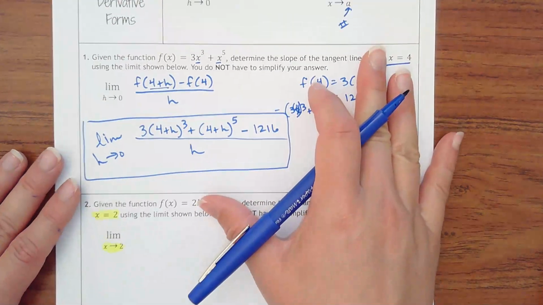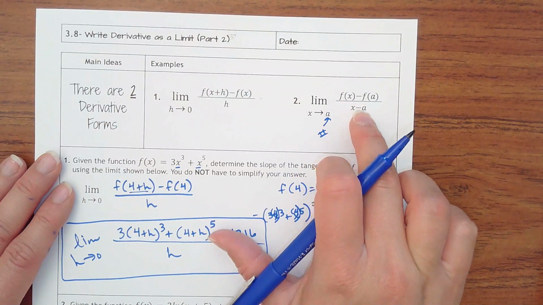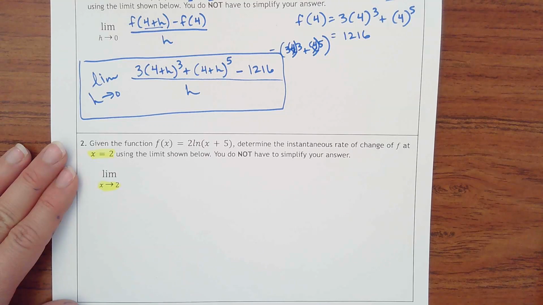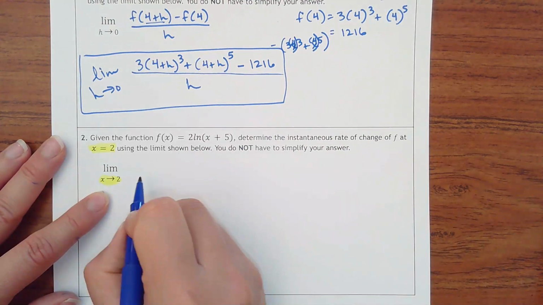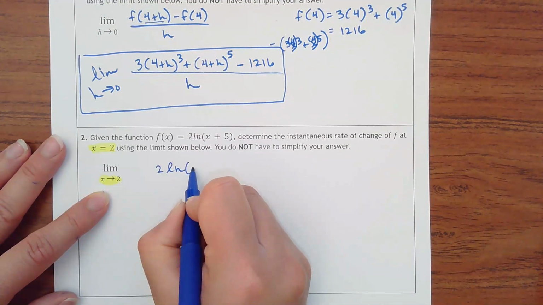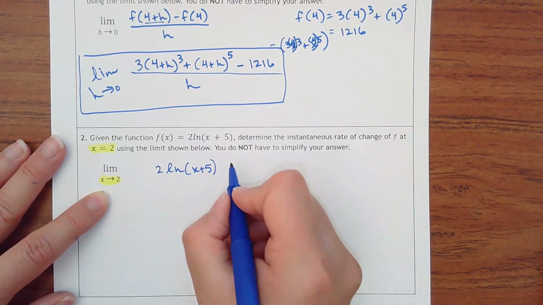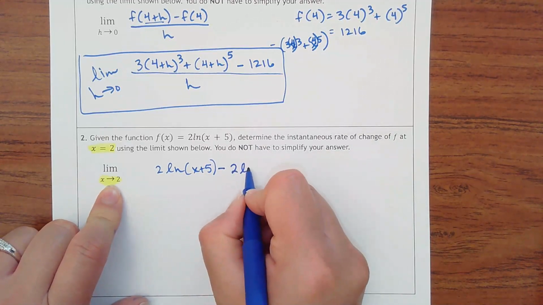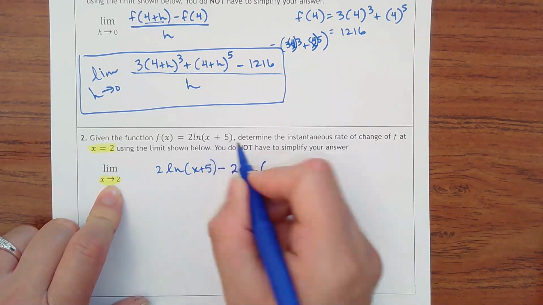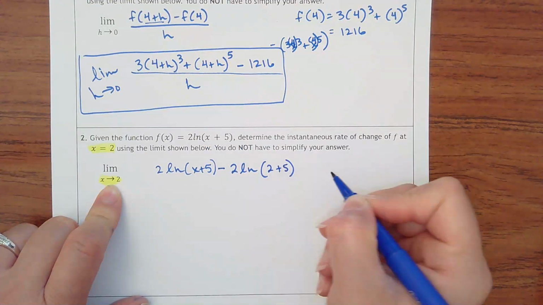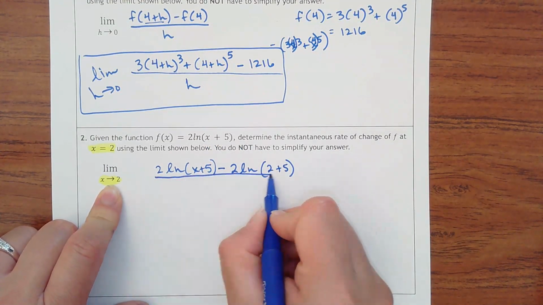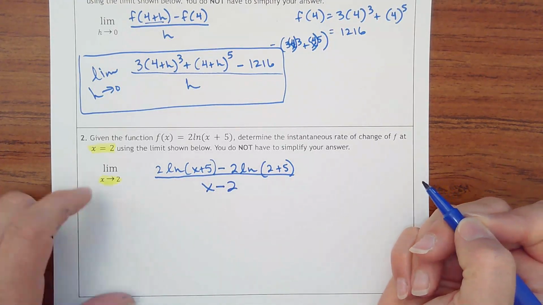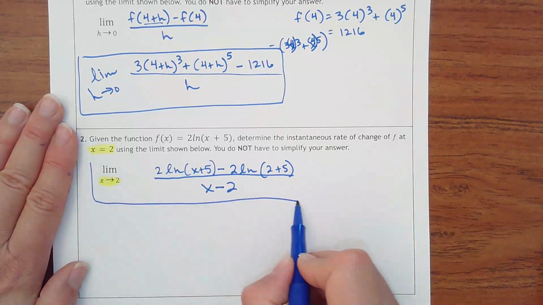So our form goes, our function minus f of a. So it'll be my function, 2 times natural log of x plus 5. You don't change anything. Minus f of a means literally just put 2 in for x. It'd be 2 natural log of 2 plus 5. You could go ahead and make that 7 or leave it. All over x minus your a value, which is the 2. And so it's almost an easier format.